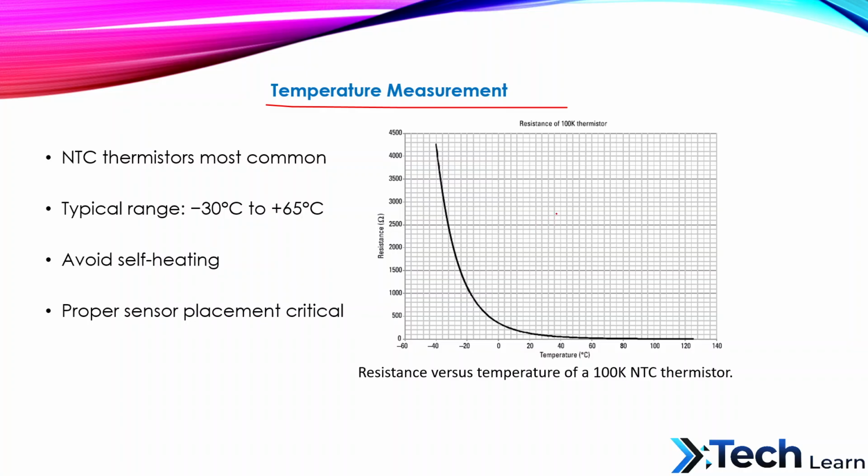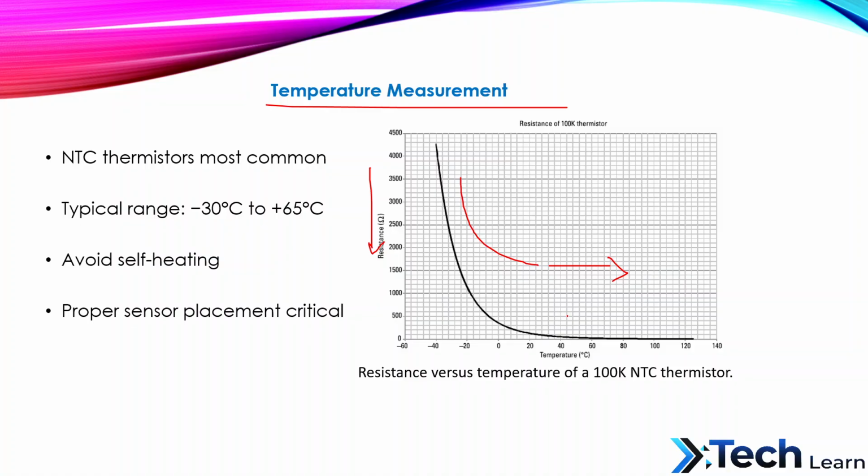Now we are seeing the resistance versus temperature graph. This graph shows the non-linear resistance and temperature relationship of an NTC thermistor. Resistance decreases rapidly as the temperature increases. Because of this non-linearity, lookup tables with interpolation are preferred over a simple linear equation.